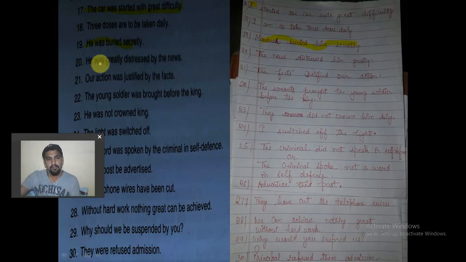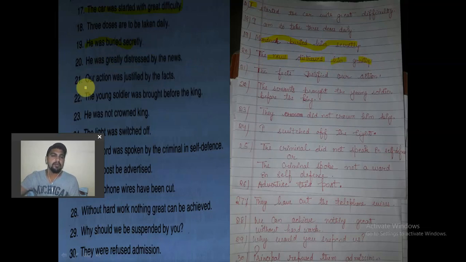Then he was greatly distressed by the news. "Was distressed" is used again, the past indefinite. The news is always the same for singular and the plural. The news would be the subject, and then "was distressed" was used, so that is why the second form of verb, distressed, would be used. Okay, he will be changed into him greatly. Greatly would be as it is used.